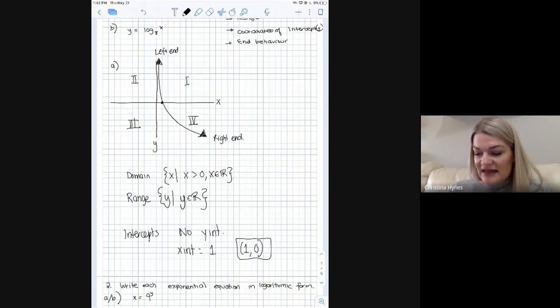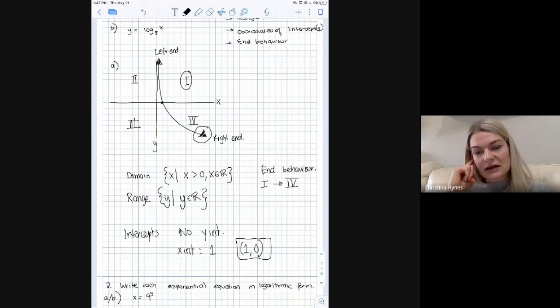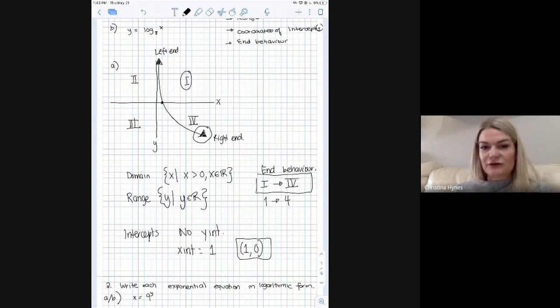The left end is starting in quadrant 1. So that's going to be our end behavior. We're going to say that it goes from quadrant 1 to, the arrow just says where it ends, the right end, ends in quadrant number 4. So that would be the end behavior, and that's how they want you to write it. I use Roman numerals, but you could write 1 to 4. I'm not really picky about that. So that would be your answer that you would include for end behavior.